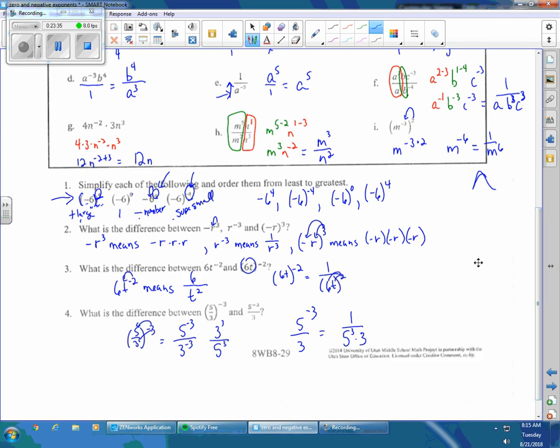And remember, anything raised to the 0 power is 1. Anything raised to a negative power, you're going to take the reciprocal. It's like a person taking an elevator to the next floor. If it's in the denominator, they're going to go up to the numerator. If it's in the numerator, they're going to go down to the denominator.